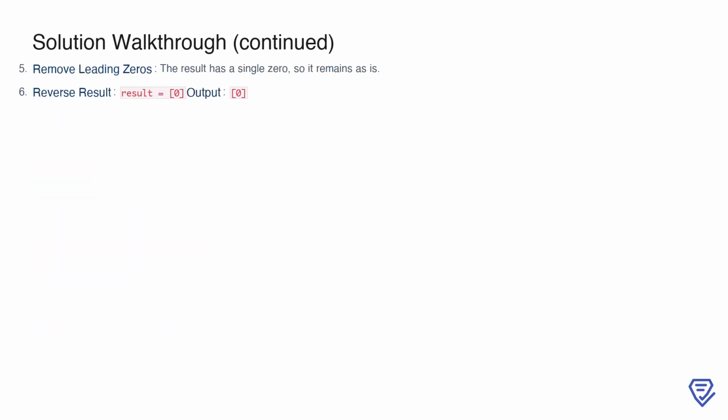In this case, no carry remains, so we move on to removing leading zeros. The result contains only a single 0, so it remains unchanged. Finally, reversing the result gives 0. This is the output for this case, and it demonstrates how the algorithm handles the simplest inputs efficiently.